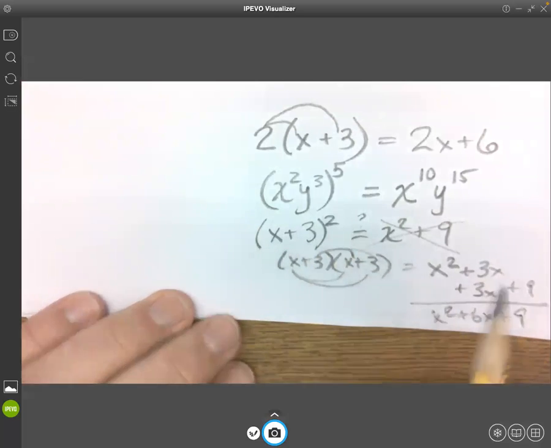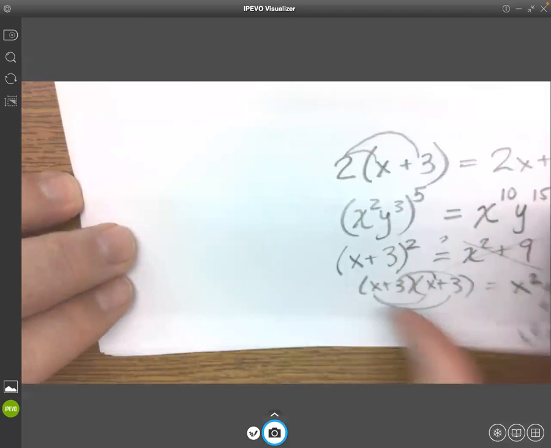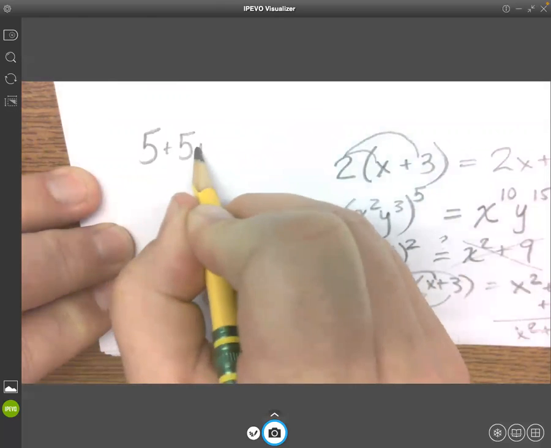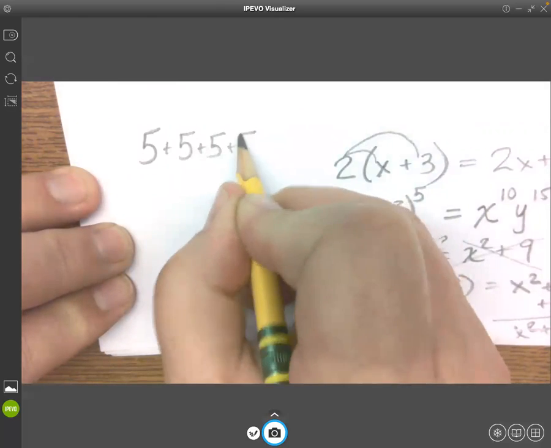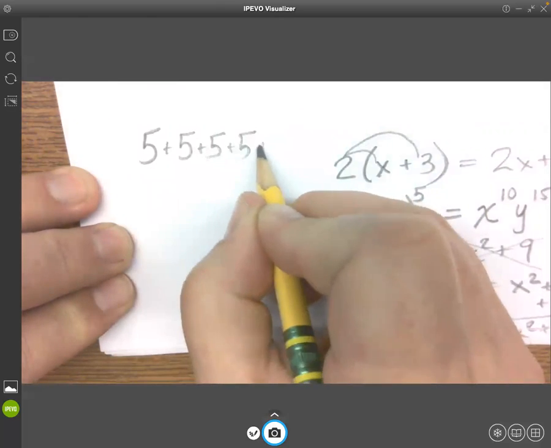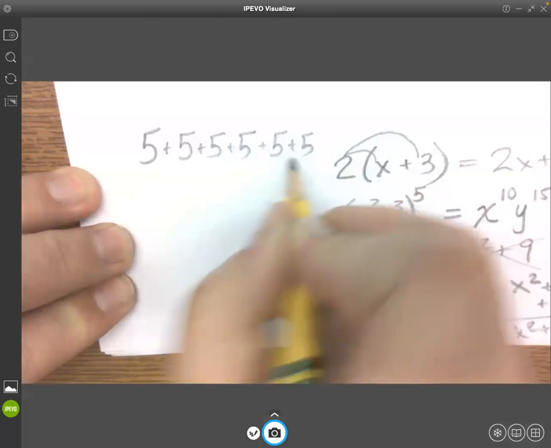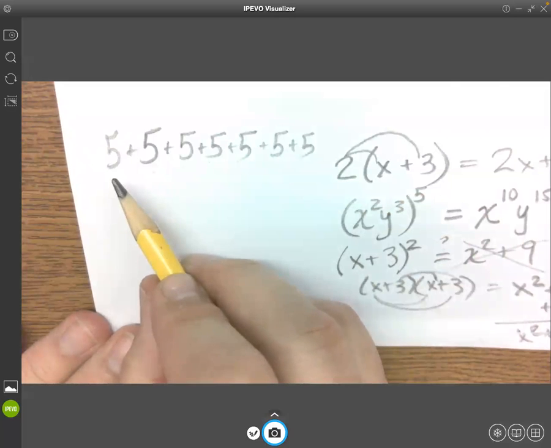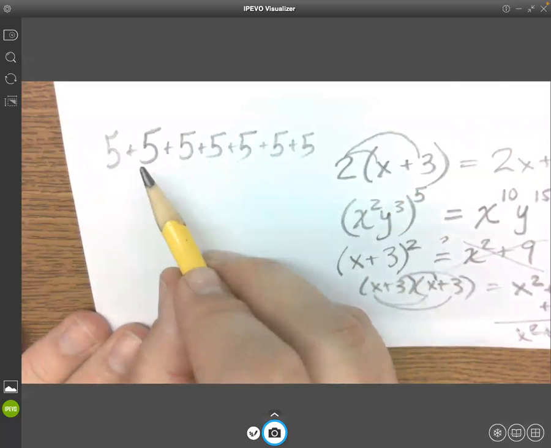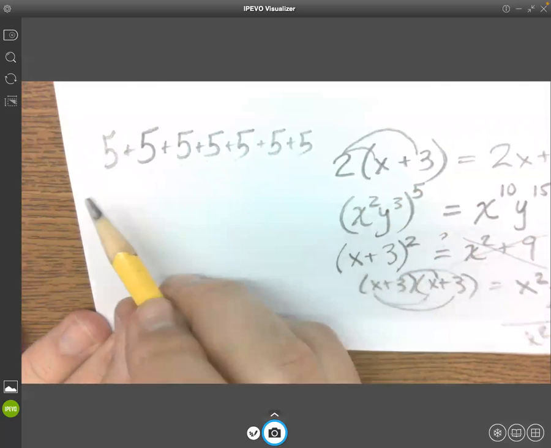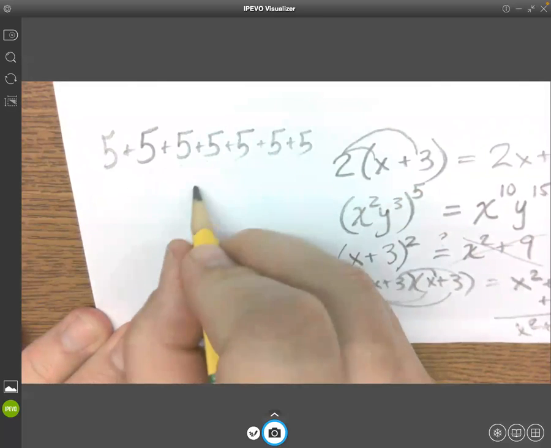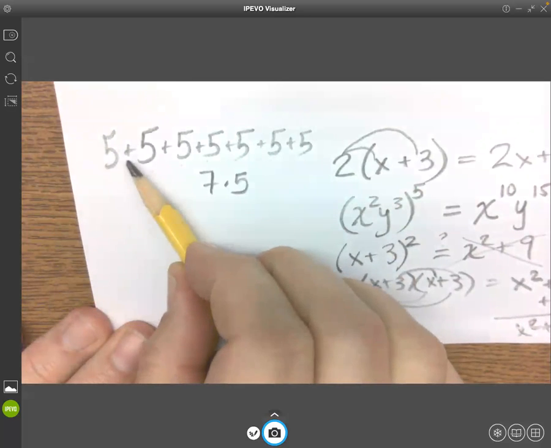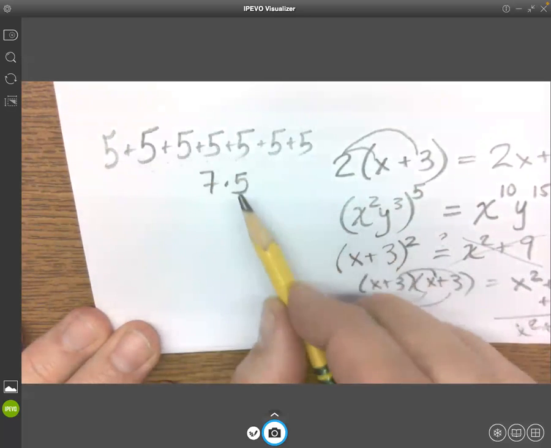Why not? Well, I'd like to ask, if I were to tell you that I wanted you to add 7 5s together, 1, 2, 3, 4, 5, 6, 7, would you do it as an addition problem? Would you say 5 plus 5 is 10 plus 5 is, no, what would you do? 7 times 5 or 5 times 7, because you know that repeated addition is really just multiplication.